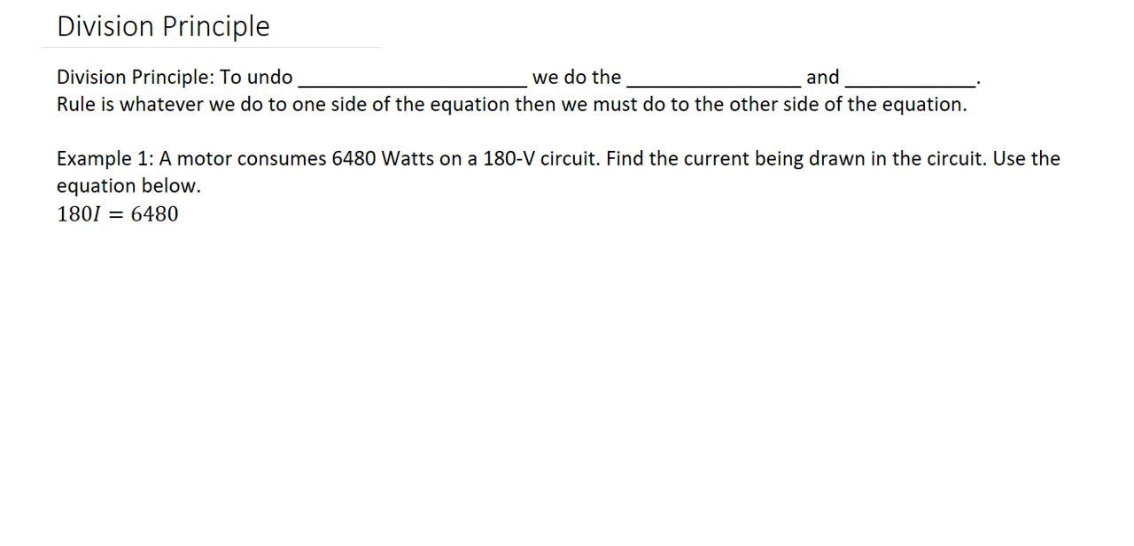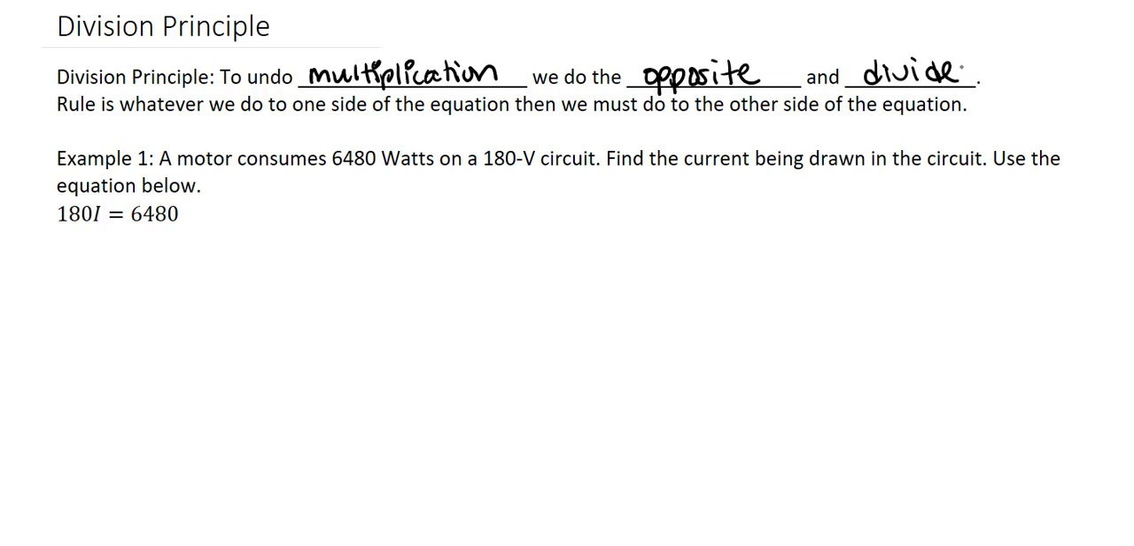Division principle. To undo multiplication, we do the opposite and we divide. So the rule is, whatever we do to one side of the equation, we must do to the other side of the equation.